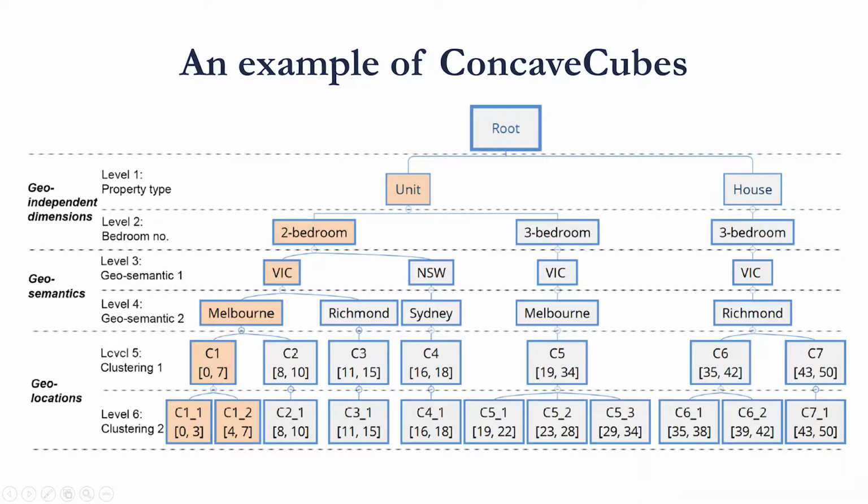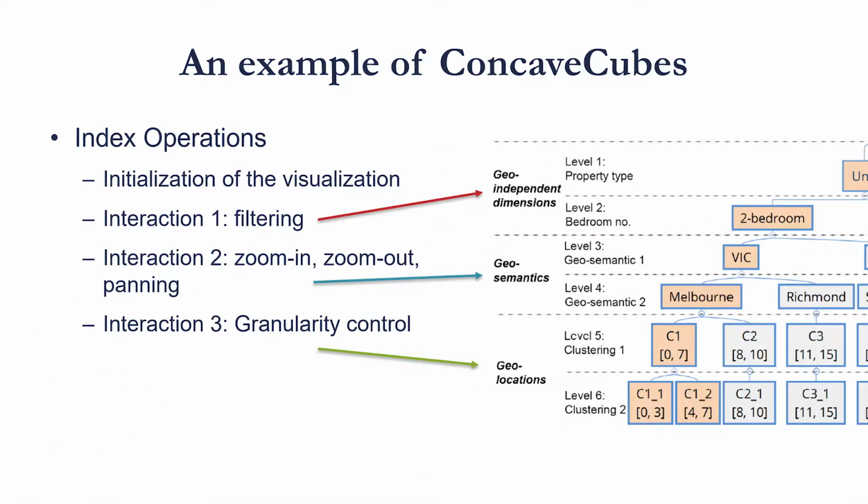Our proposed ConcaveCubes is a hierarchical data cube structure that pre-computes clusters to support the designed cluster maps and different user interactions. A different type of user interaction corresponds to a different level in ConcaveCubes, and the key idea is to reuse existing calculations and visualizations to support user interactions.